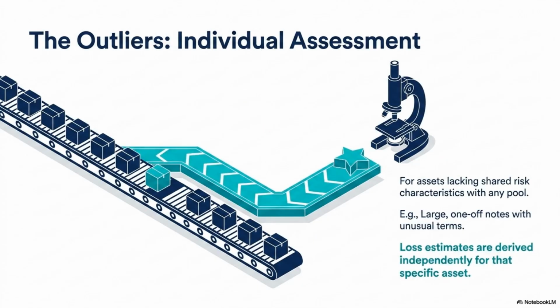What happens when an asset does not fit into any pool? That is the outlier situation, and it requires individual assessment. A large, one-off note receivable with unusual contractual terms, for example, may not share meaningful credit risk characteristics with any group of other assets. In that case, the loss estimate is derived independently for that specific asset using the same general framework but applied to that asset alone, not derived from a group rate.